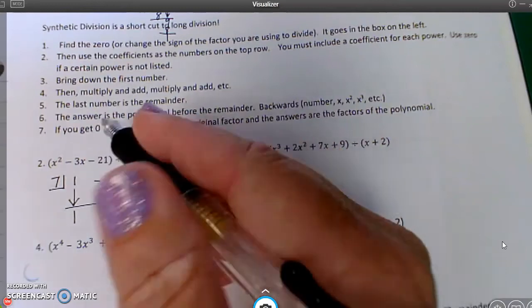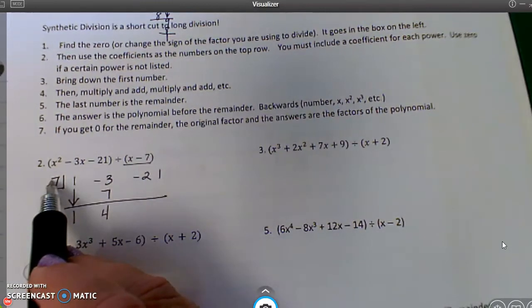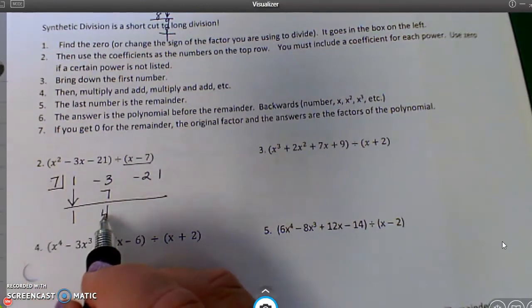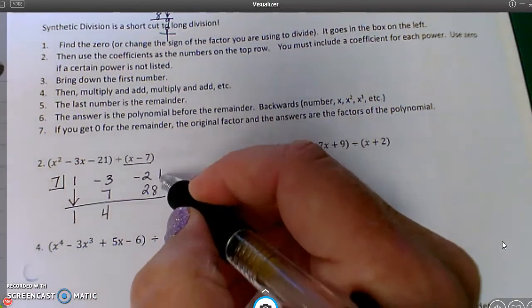-3 plus 7 is 4. So then we multiply again, 7 times 4, and then we add.